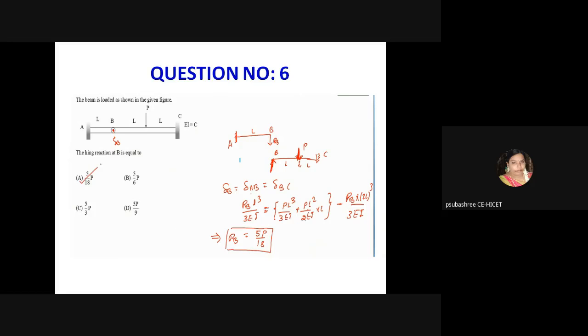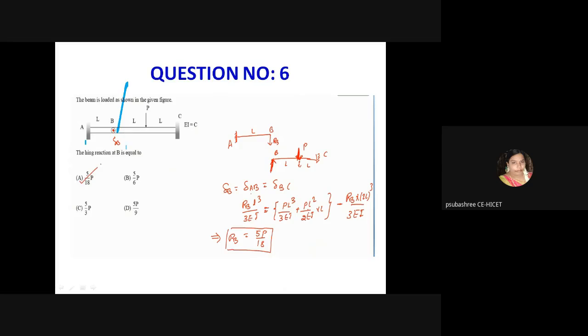The next question. The beam is loaded as shown in the given figure. The redundant reaction at B is equal to what? So first, this portion.